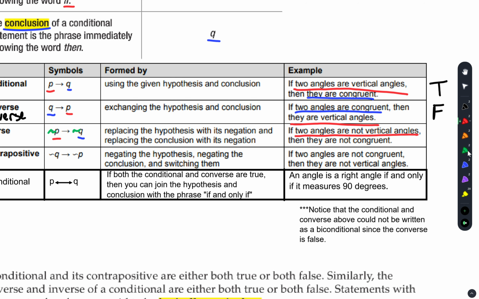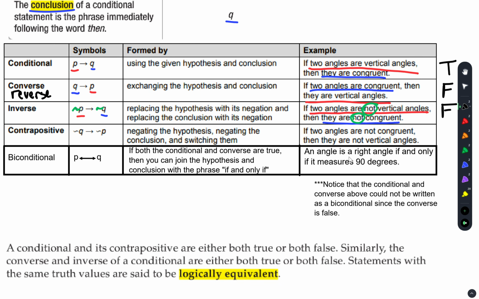So this says, if two angles are not vertical angles, notice that word not in there, then they are not congruent. Again, noticing that word not in there. And again, we could say, hey, that one seems like it's false, right? If they're not vertical angles, then they're not congruent. Well, we already said I could put two angles next to each other that aren't vertical, and they could still have the same measure. They could still be congruent. So I would say that one's also probably false.